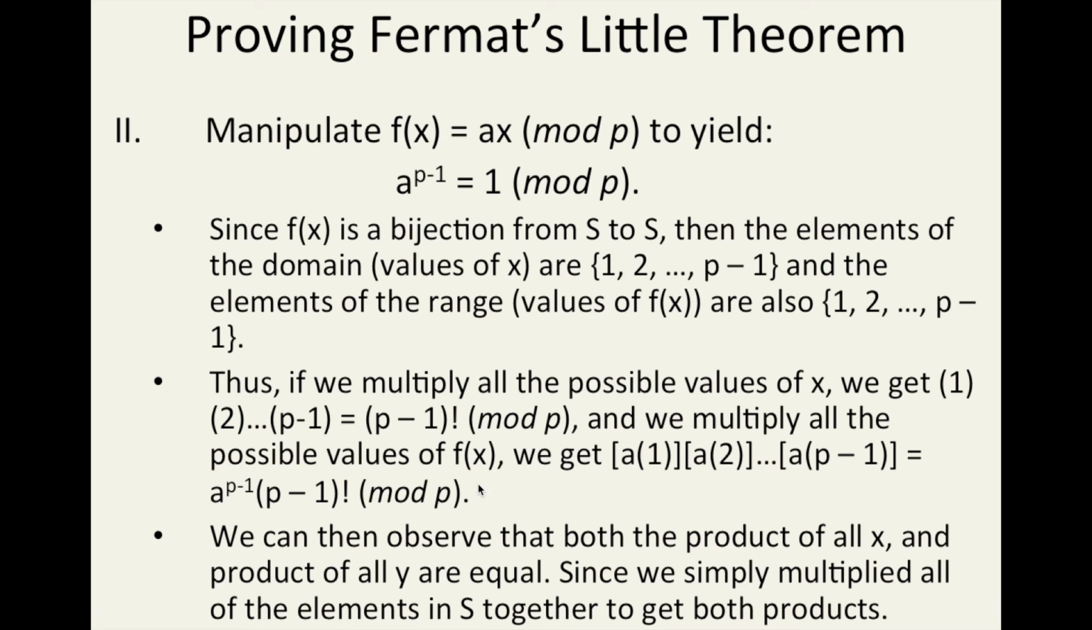So now the key observation is that since all the numbers in the domain of x are the numbers 1 to p minus 1, and they all only appear once, and for the range, or the values of f of x, it's also the same thing. It's all the numbers from 1 all the way to p minus 1, and each of those numbers also appears only once. So basically, if you're multiplying all the values of the domain and all the values of the range, you're going to get the same exact number.